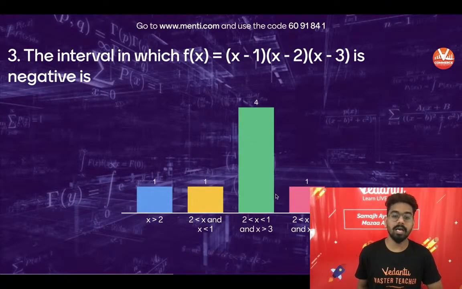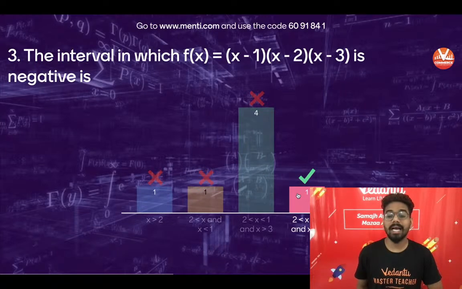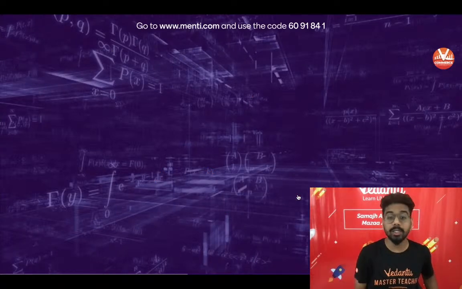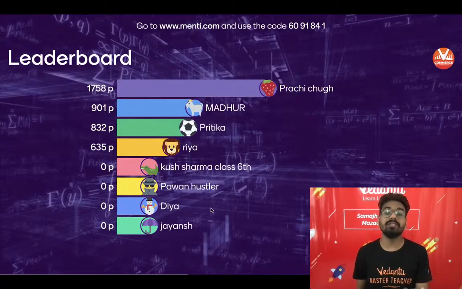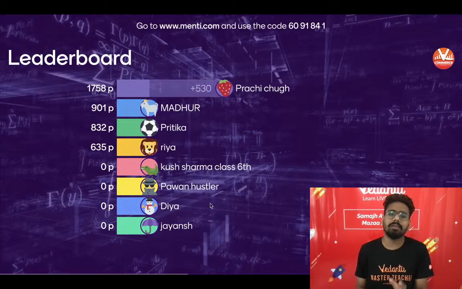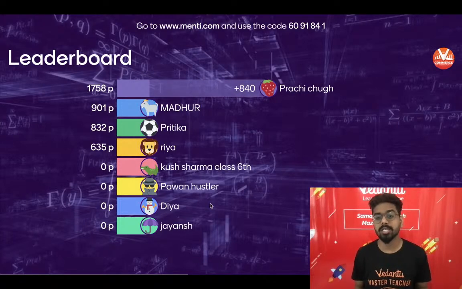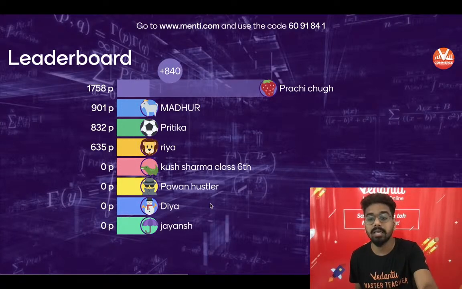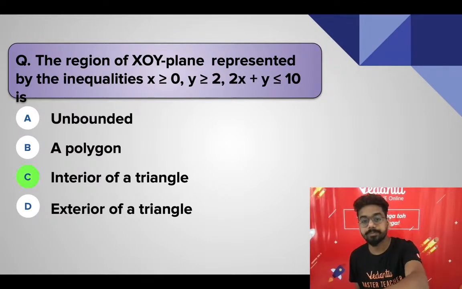Okay, so 7 people have answered this question, and it was correctly answered by just one person. That means you guys need to learn a lot in this chapter. And learning a lot means you should know the wavy curve method, beta. Prachi has given the right answer and she is on the top.